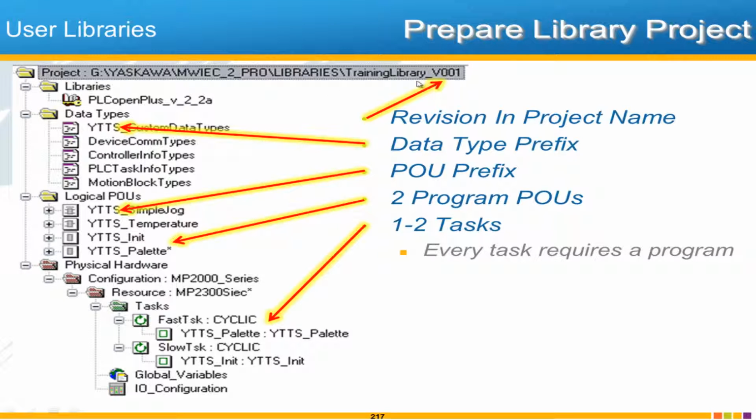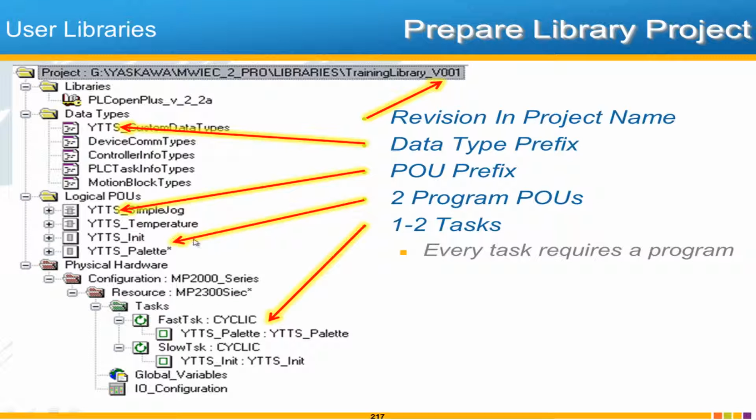So here's an outline of some of the things that you should do. Number one is call it something with the name library. Yaskawa uses the term toolbox to market our libraries, and we'd recommend you put the version number somewhere in the name of that project. We recommend you prefix all the data types. We've been good about that. We also recommend you prefix all of the POUs that you plan to keep. And finally, we found that it's usually not the program POUs that are of interest to the library, but rather the functions and function blocks.